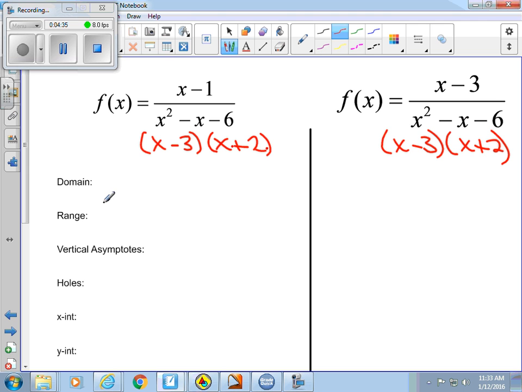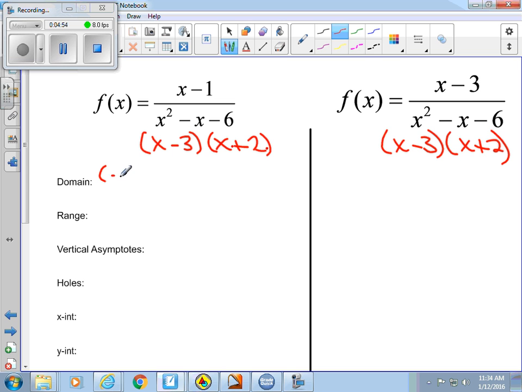3 and negative 2 are what x can't be, right? Everyone agree with that? Because that makes the bottom 0. So, what's the domain? Negative infinity to negative 2, everything else. Good, and there's 2 ways to write it.